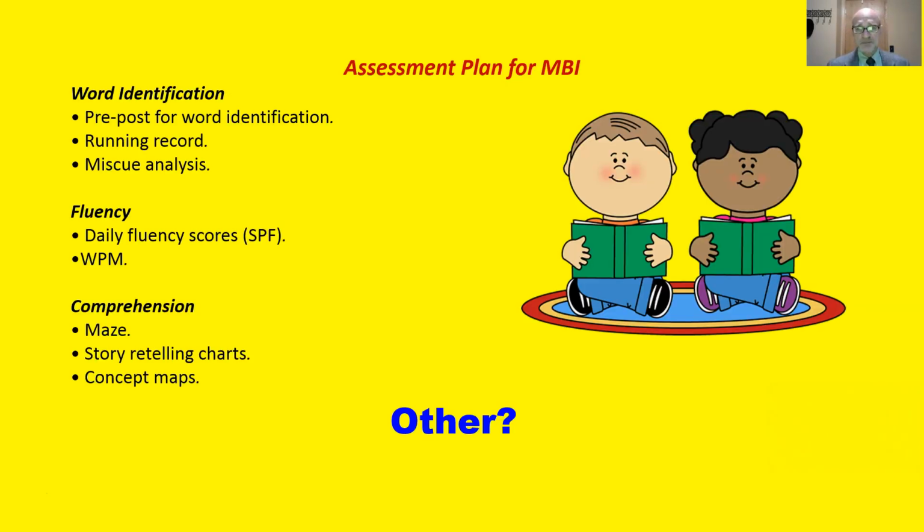Now, here are the assessment plans for MBI. We've already talked about pre-post word and running record, miscue analysis for fluency, short passage fluency, everyday words per minute, and comprehension. You see those 3 types of measures. Now, if there are other forms that you think are important, include that in the survey.